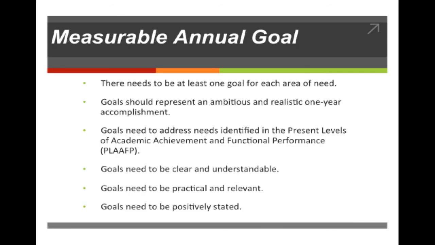Measurable annual goals need to be aligned with baseline data. There needs to be at least one goal for each area of need. Goals should represent an ambitious and realistic one-year accomplishment. Goals need to address needs identified in the present levels of academic and functional performance. Goals need to be clear and understandable. Also, goals need to be practical and relevant. They also need to be positively stated.